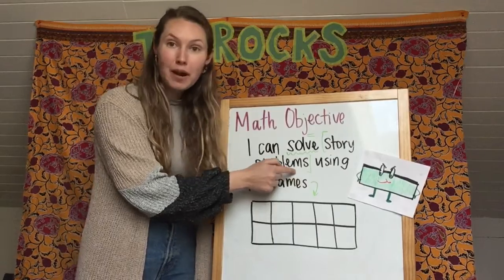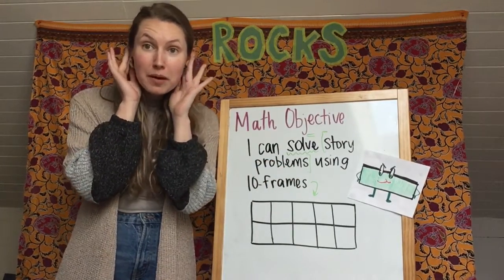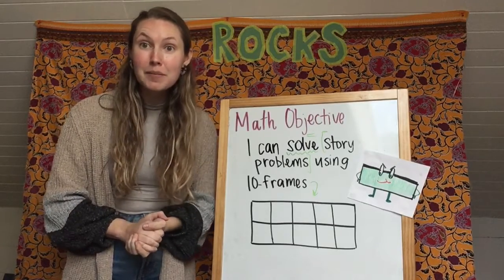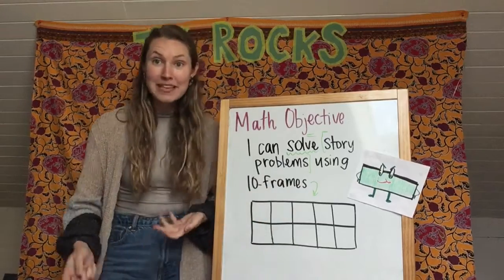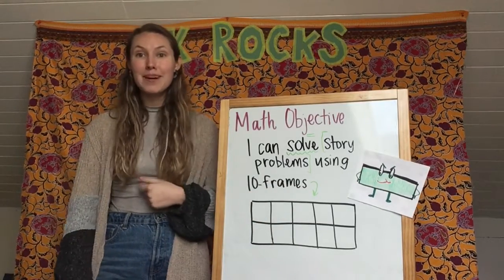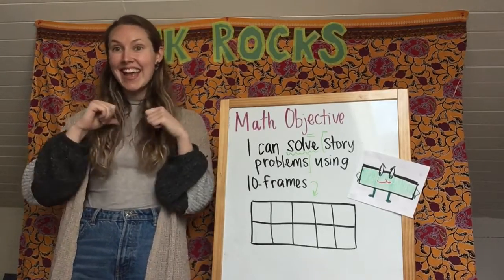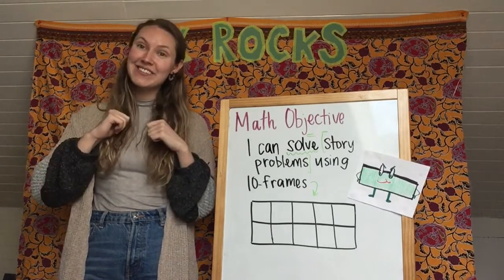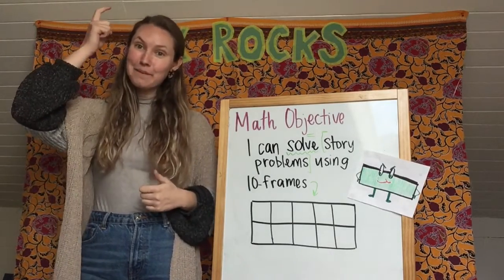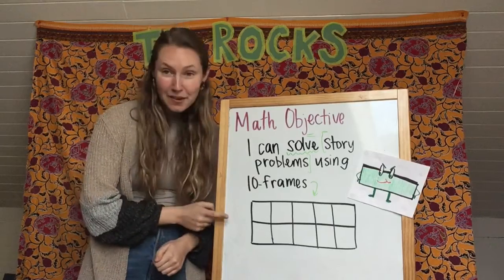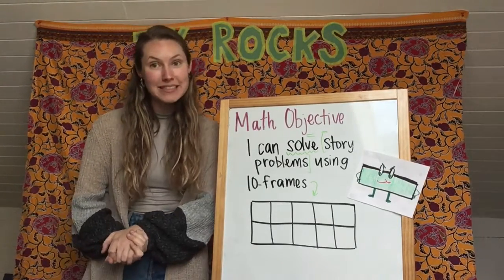And then I have story problems here in our brackets because I want to remind us that when we're doing story problems, we really need to hear our problem and think about what we need to do for it. And of course, our 10 frame is our strategy. And remember, a strategy is a tool that I can use to help me learn. So our strategy is using our 10 frame to help us solve our story problems today.